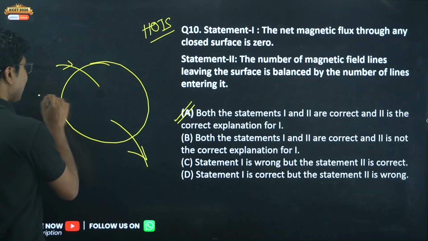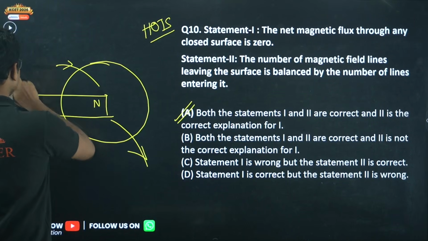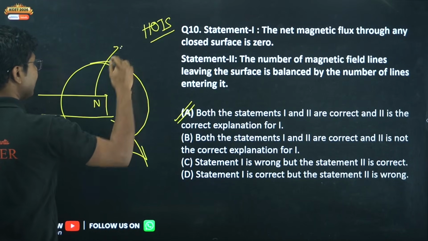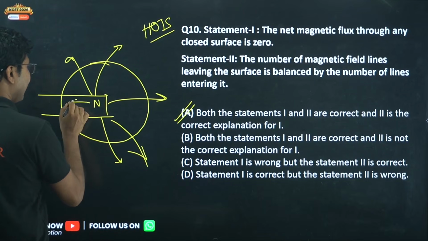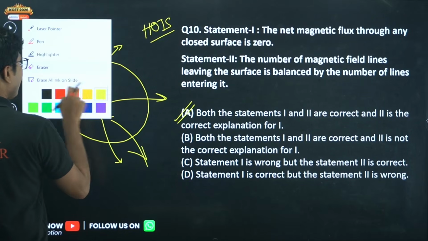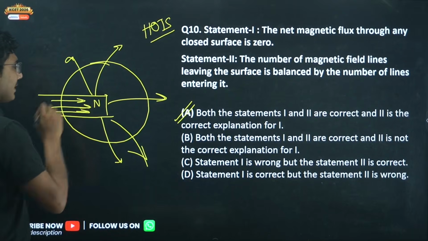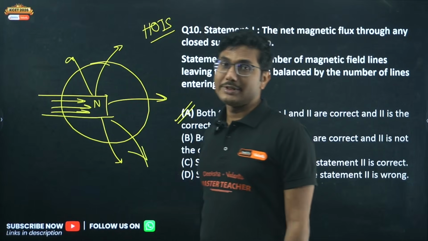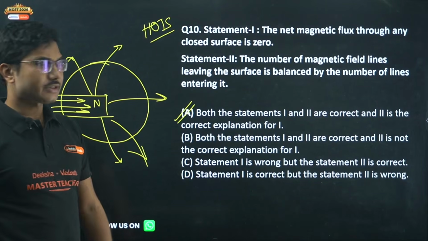Now you might say, sir, if I only have a north pole inside it, what about that? In this case, you might say, sir, only field lines will exit. Yes, field lines will exit from the north pole, but inside, the magnetic field lines will travel in the opposite direction. So no matter how many field lines are exiting, the same number of field lines will enter through this, and the net magnetic flux through this surface will be 0. That's why magnetic flux is always 0 in a closed surface.